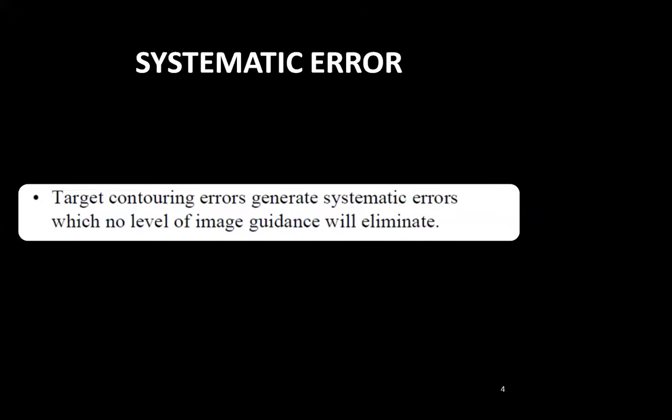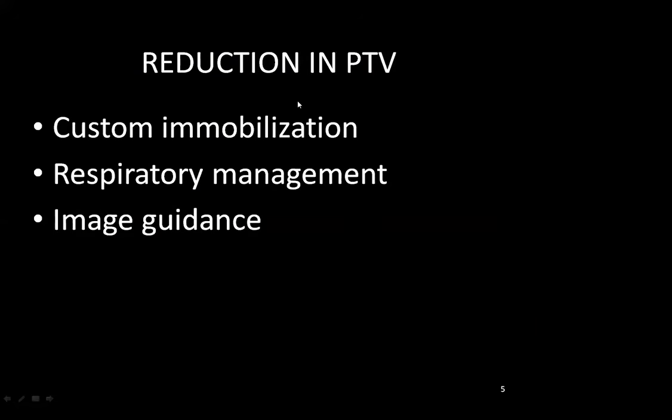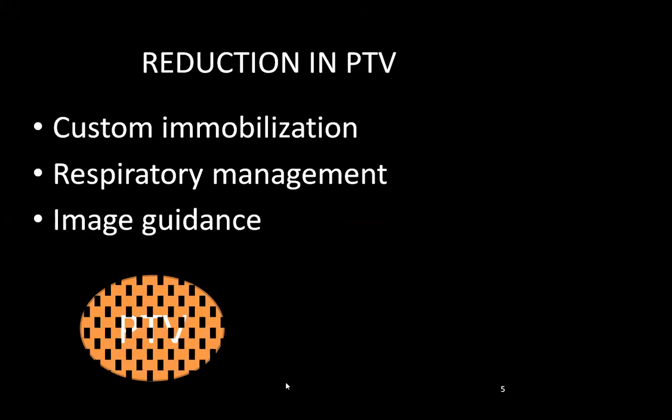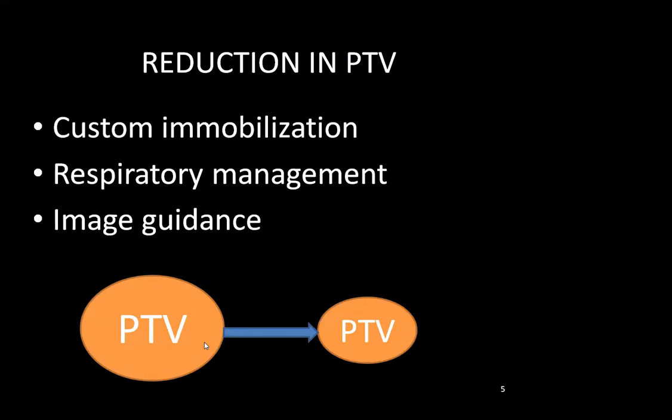A slight error causes systematic errors, and no level of image guidance you do is going to help you. As you know, through custom evaluation, respiratory management, and image guidance, we can reduce the PTV to a smaller PTV, and the smaller the PTV, the lesser the dose to the tissue and ORs, and we will have optimum results. So we need contouring guidelines for the delineation of ORs and targets.